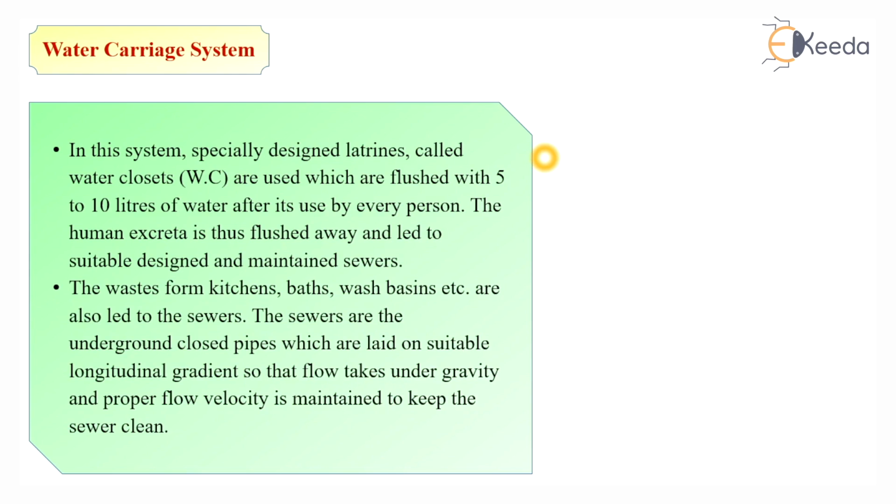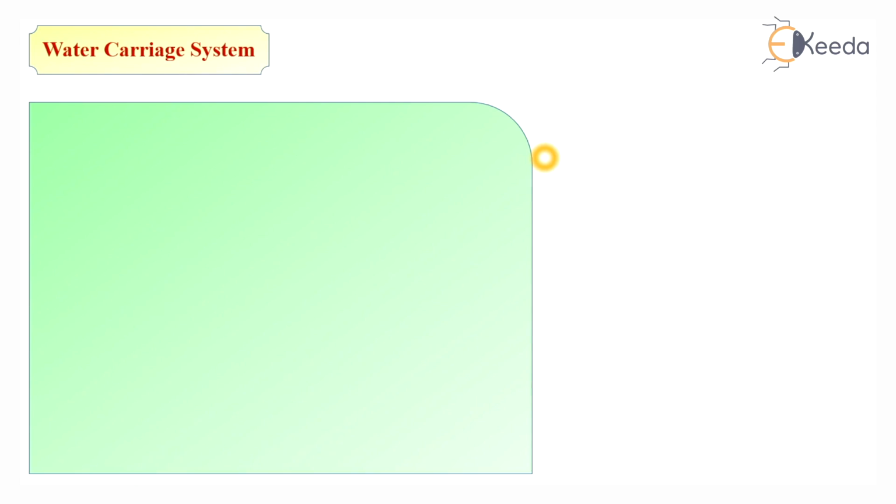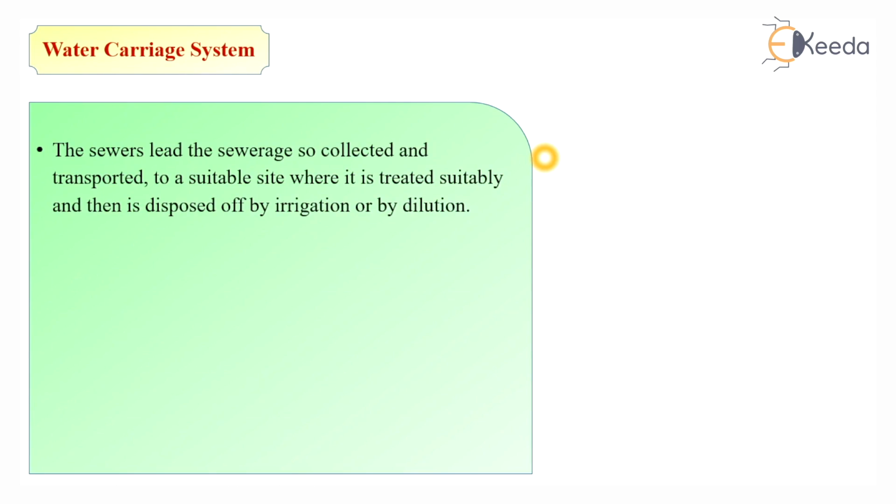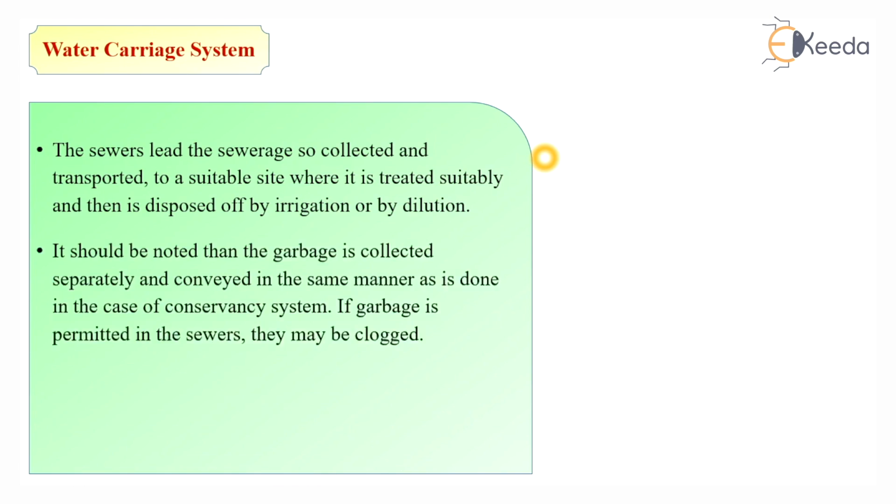The sewers are underground closed pipes which are laid on a suitable longitudinal gradient or slope so that flow takes place under gravity and proper flow velocity is maintained to keep the sewer clean. The sewer leads the sewage so collected and transports it to a suitable site where it is treated suitably and then is disposed of by irrigation or by dilution.